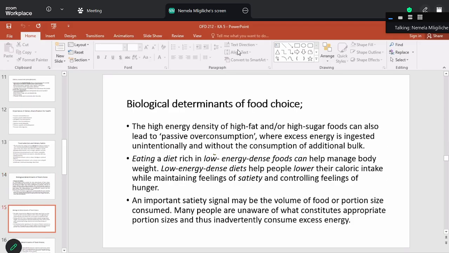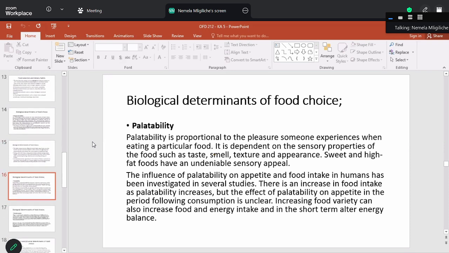When we look at biological determinants, that's why we say that when your diet consists of low energy density food, it's easy to manage body weight or not gain weight. So you need to try to understand which type of food you should consume in order to maintain a healthy body weight. Palatability also is a biological determinant.